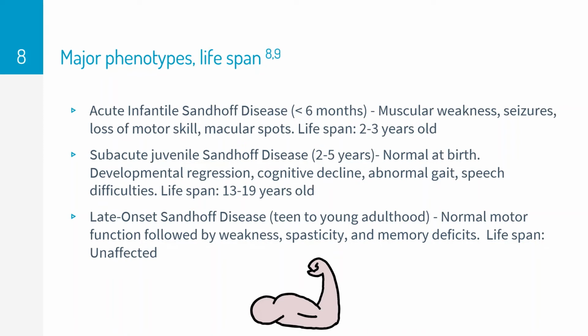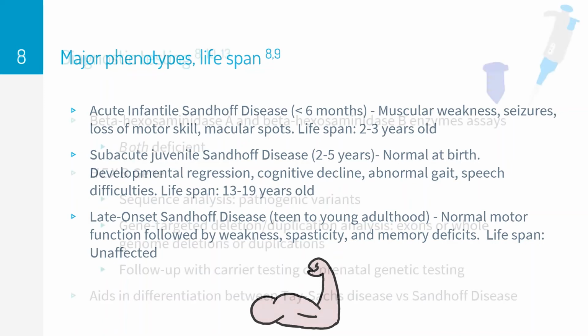People with late onset Sandhoff disease have a normal motor function until they become late teenagers or young adults. They may suffer from muscular weakness, spasticity, and memory defects. Unlike other versions of Sandhoff disease, late onset Sandhoff disease does not shorten a person's life expectancy.